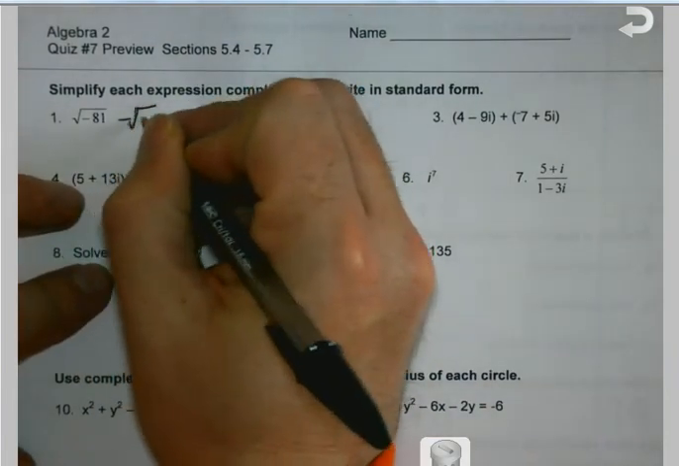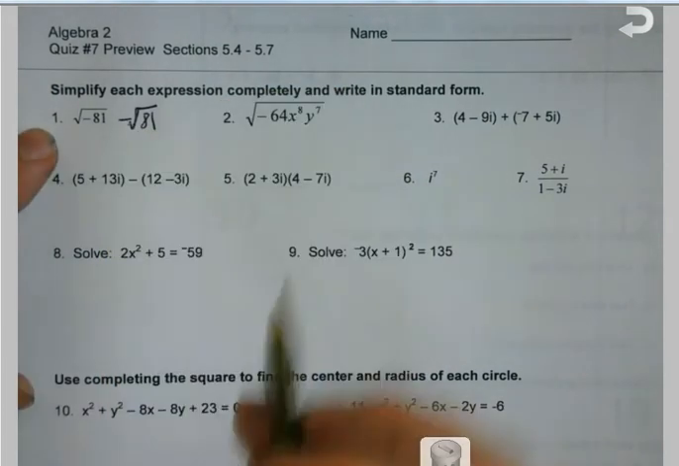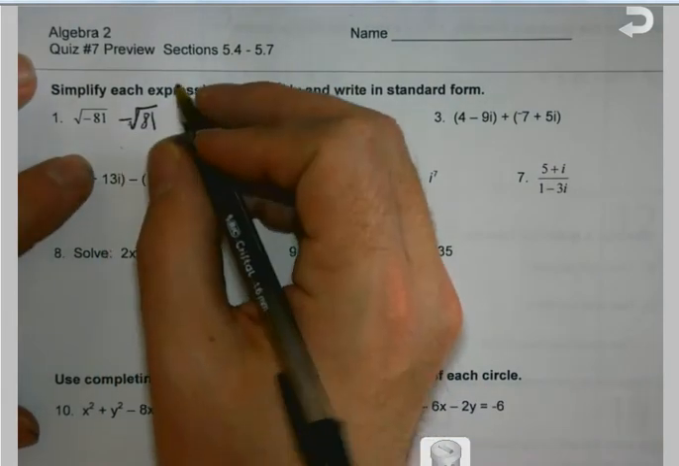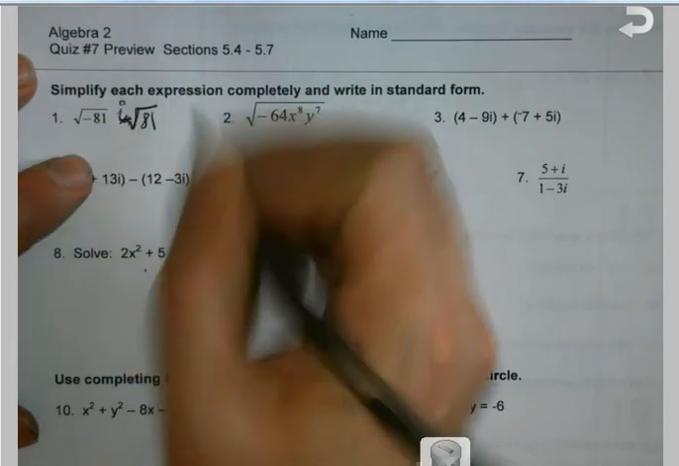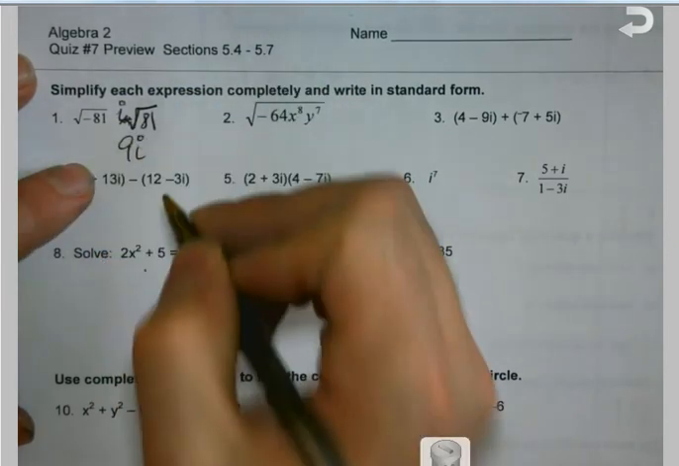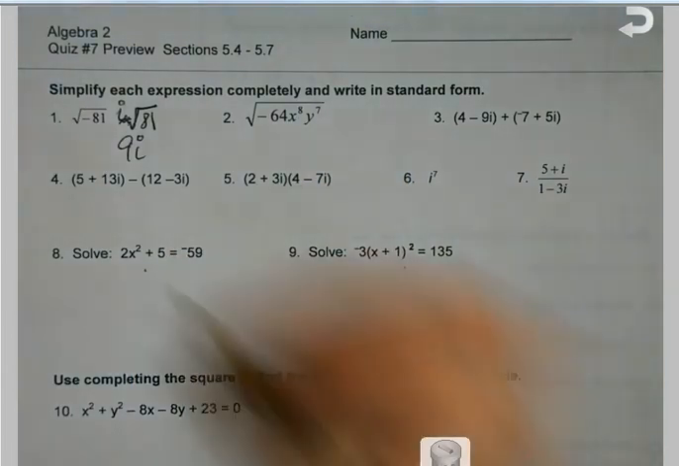Okay, take the i out. Here's the other thing. These are not quadratic equations like number 8, number 9. These do not have the plus or minus with them. This is just going to be plain old 9i. The i gets rid of the negative, and the square root of 81 is 9. Done deal, simple enough.